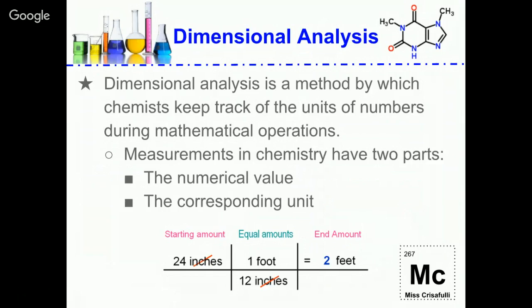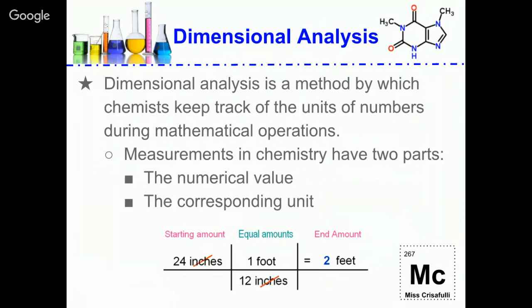We know, common knowledge, that in 1 foot there's 12 inches. It's arranged with 1 foot on the top and 12 inches on the bottom because we want those inches to cancel, as you can see that they do. So now remember, when you type these things into the calculator, you always multiply by what's in the numerator and divide by what's in the denominator.